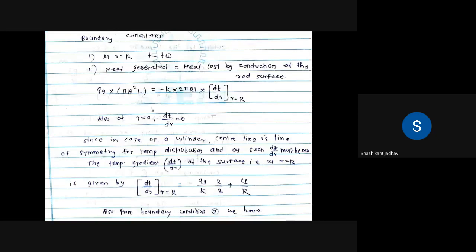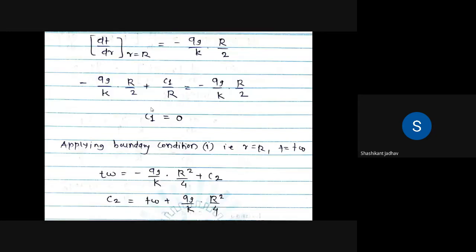Now look, the earlier equation is dT by dr at r is equal to R, minus qg by k into r by 2 plus c1 by r. The left hand sides of both are the same, and here also dT by dr at r is equal to R is minus qg by k into r by 2. So we have to equate these two equations. So by equating, that is minus qg by k into r by 2 plus c1 by r is equal to, what is the right hand side of this equation, minus qg by k into r by 2. So from this we get the value of c1, because minus qg by k into r by 2 is there on both sides, so that term will be cancelled. So from that we get the value of c1, c1 is equal to 0.